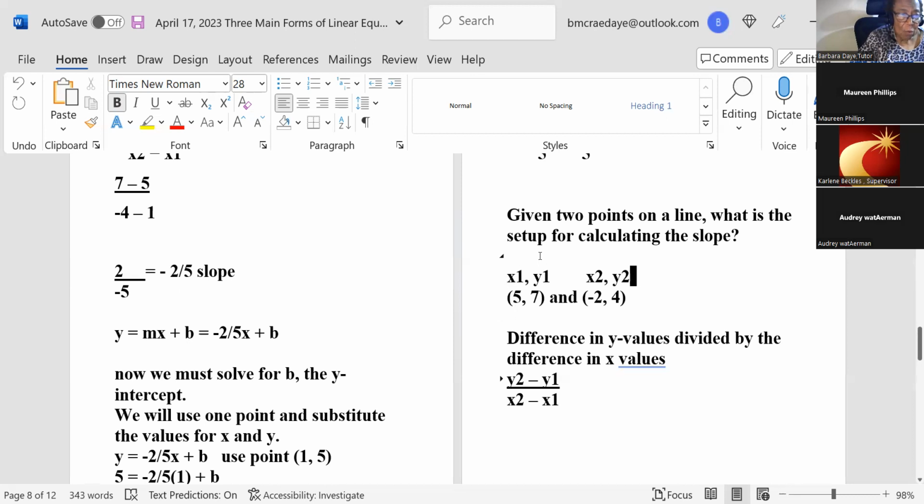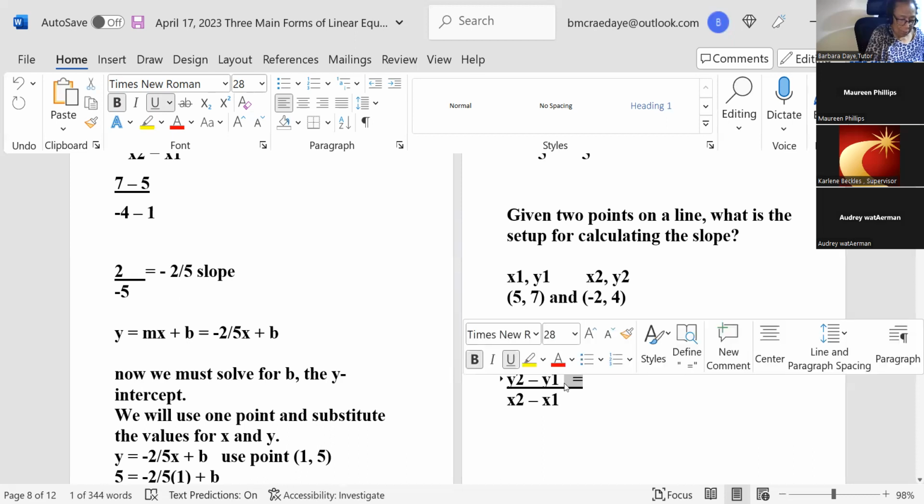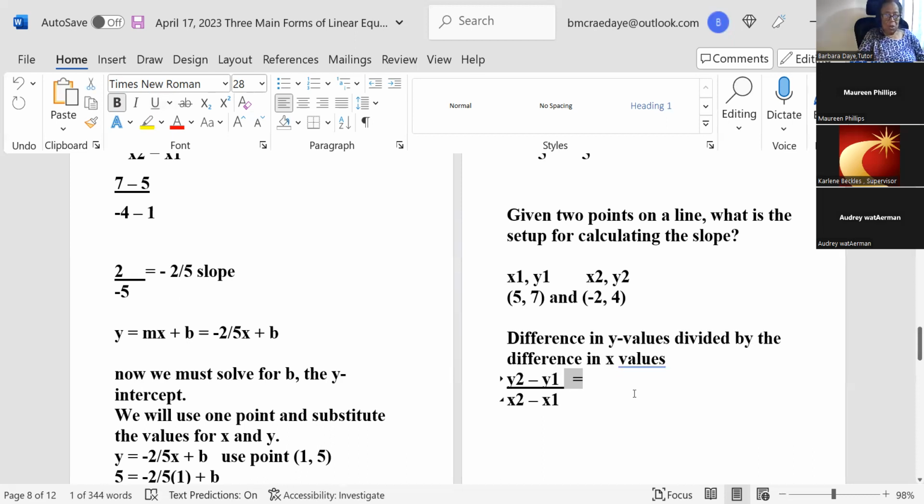X1 is 5, Y1 is 7. X2 is -2, Y2 is 4. Now, you may have wanted to label yours different. You may have wanted to call this X2, Y2, this X1, Y1, and that's okay, all right? But once you label them, then you can substitute. So, Audrey, if you substitute in, tell me what would you have? The way I have them labeled here. What would be your Y2? What's your Y2, Audrey?